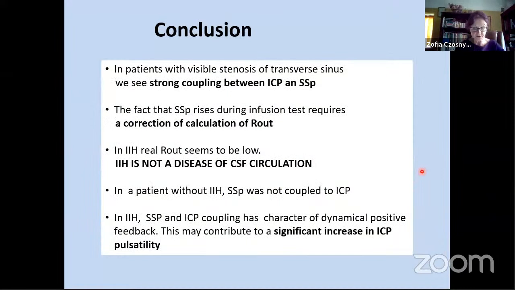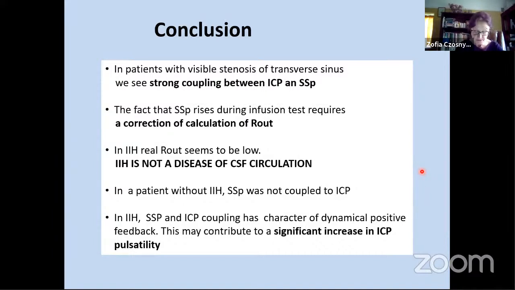It brings us to the conclusion. In patients with visible stenosis of the transverse sinus, strong coupling between ICP and sagittal sinus pressure is observed. The fact that sagittal sinus pressure rises during the infusion test implies a correction in the calculation of Rout. In IIH, real Rout seems to be low. This suggests a conclusion that IIH is not a disease of CSF circulation.